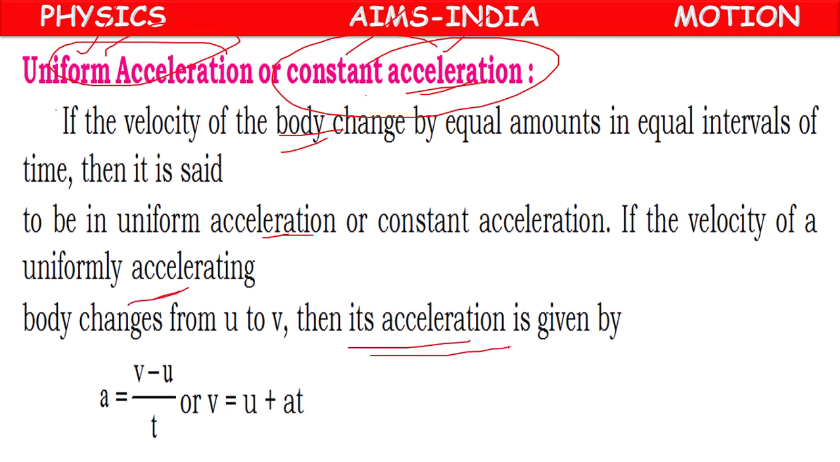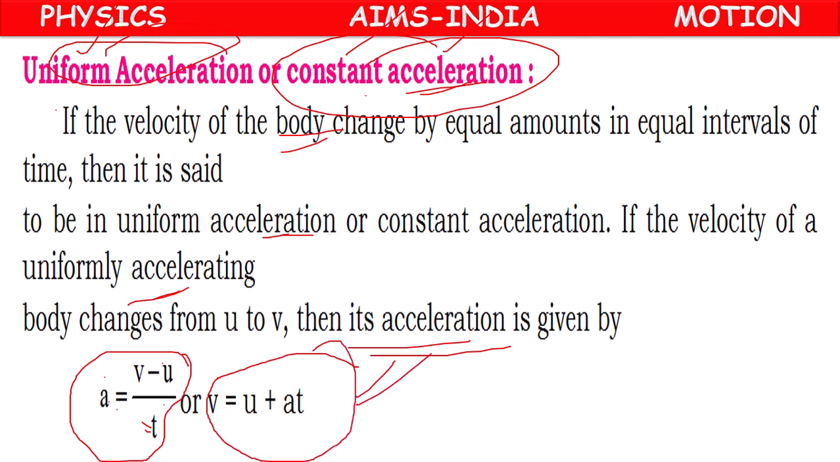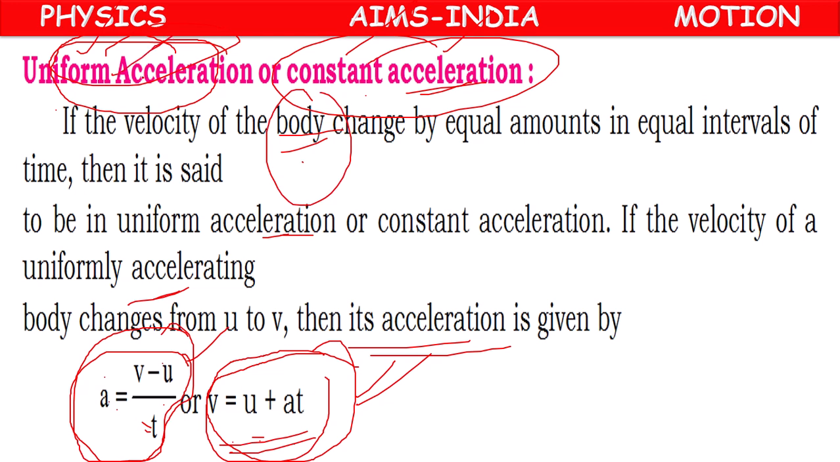So then the acceleration will be given by a equal to v minus u by t. Or t will go this side, a into t, at, or u will go this side, u plus at, v equal to u plus at. This formula will come. So whenever a body is traveling with uniform acceleration, for solving problems, we can apply these two formulas, a equal to v minus u by t or v equal to u plus at. For which body? For any object which is moving with uniform acceleration, only for that kind of objects these formulas will be applicable.